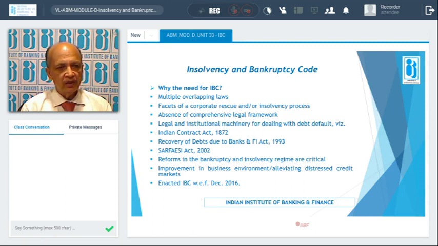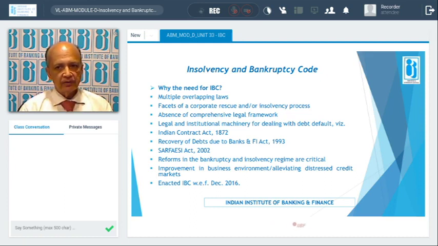These acts were not used well by the banks. Recognizing that reforms in the insolvency and bankruptcy regime are inevitable for improving the business environment and alleviating the distressed credit market, the Government of India enacted the Insolvency and Bankruptcy Code in 2016, precisely in December 2016. This IBC Act came into force with effect from December 2016.